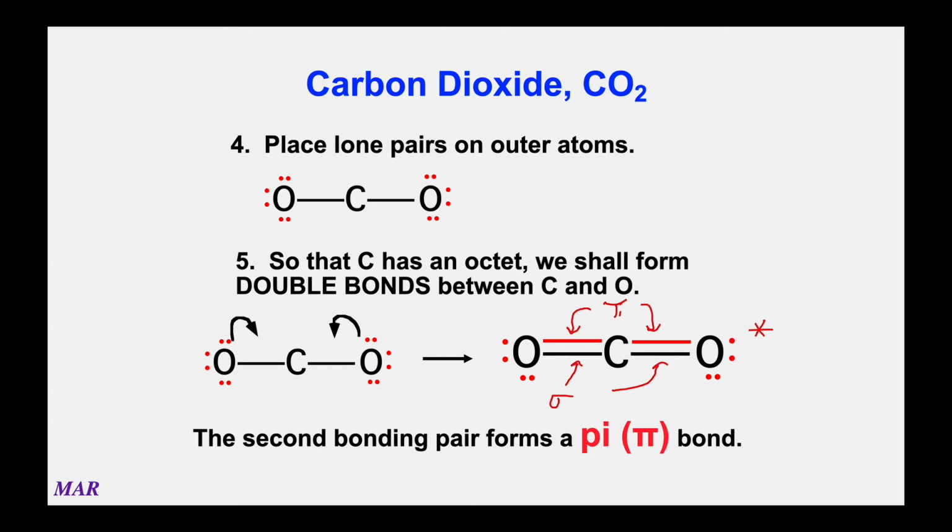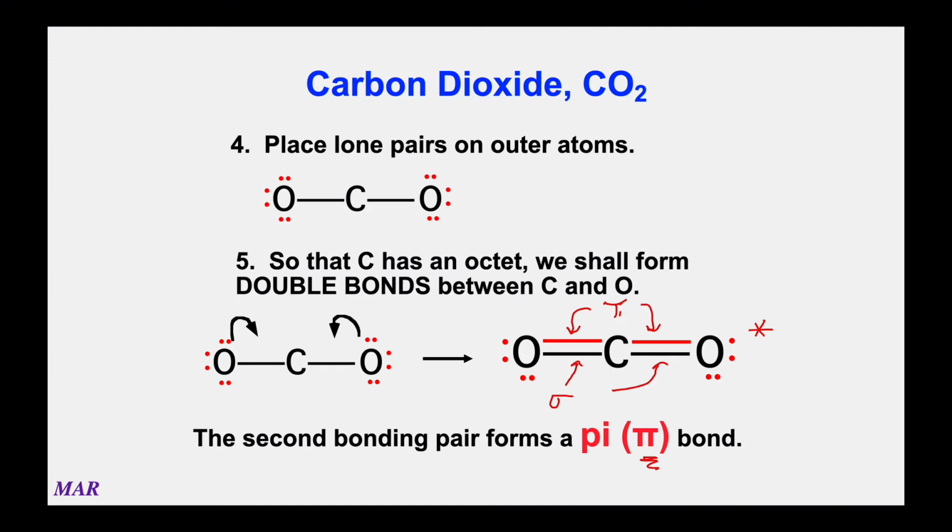Pi is the symbol you've probably seen from math, which looks like that. This is not 3.1416, blah, blah, blah. That has to do with circles and stuff like that. This is a symbol for this kind of bonding. So a pi bond occurs after a sigma bond is made. It's usually to make the central atom have an equivalent octet.